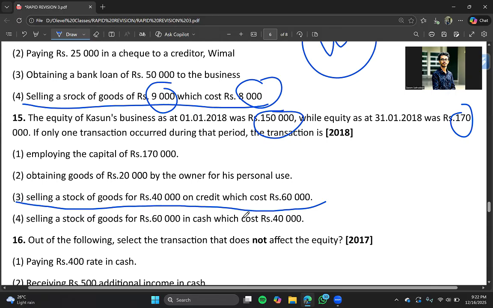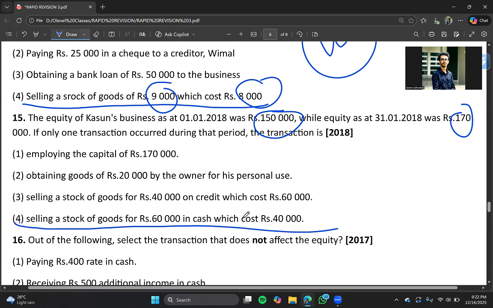Sorry, not that one. The other answer, right? Fourth one. Selling a stock of goods 60,000 in cash, which cost 4,000. Okay, that makes an equity change, right? This is not the answer. The correct answer is the fourth one. Selling a stock of goods for rupees 6,000, which cost 40,000.